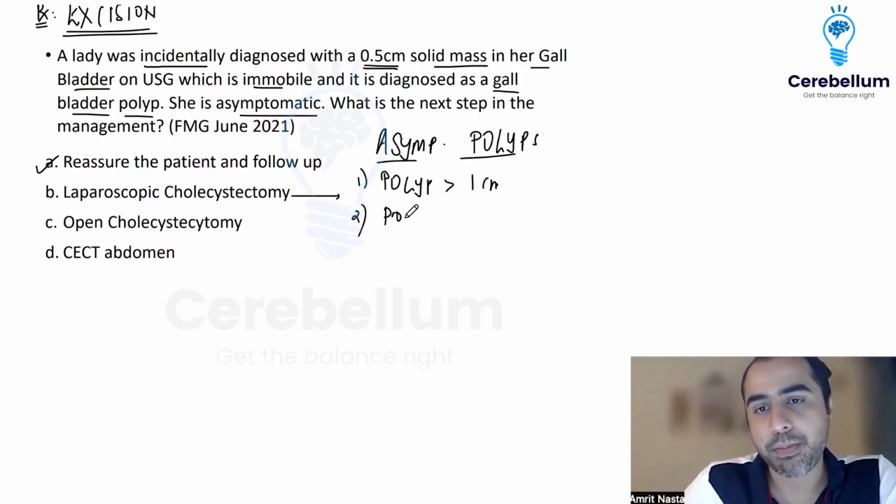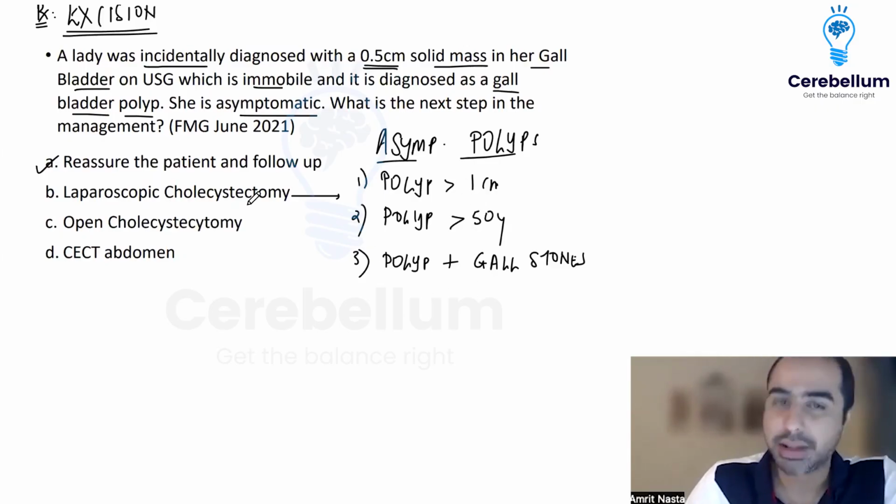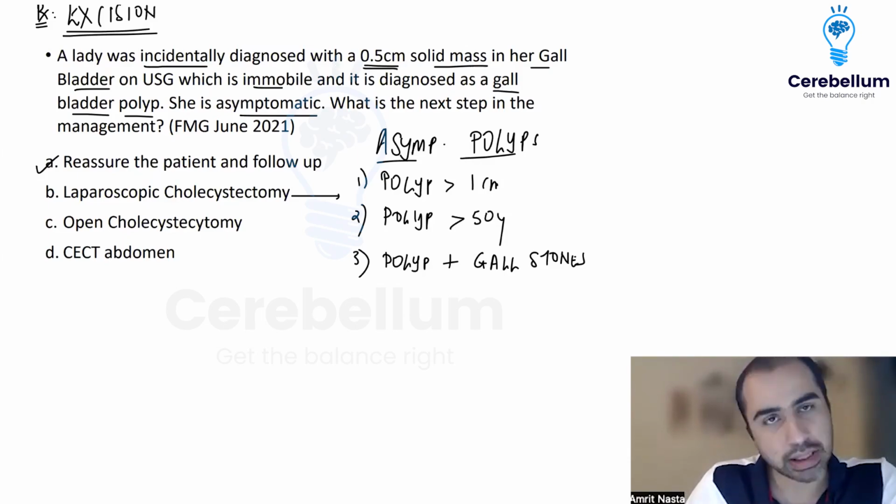If the polyp is in a senior, elderly patient whose age is more than 50 years, or if the polyp is associated with gallstones, meaning the patient has gallstones. I have already told you this. Gallstone with polyp, you will do cholecystectomy. So asymptomatic polyps with any of these, you can do cholecystectomy. If this is not there, then you will do as the question was asking, reassure and.